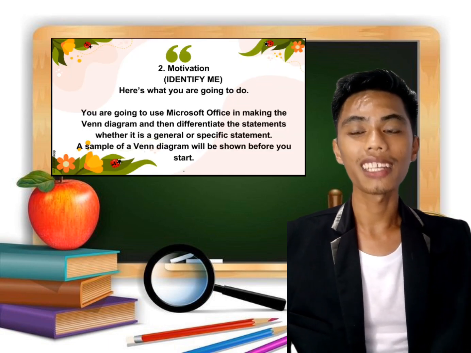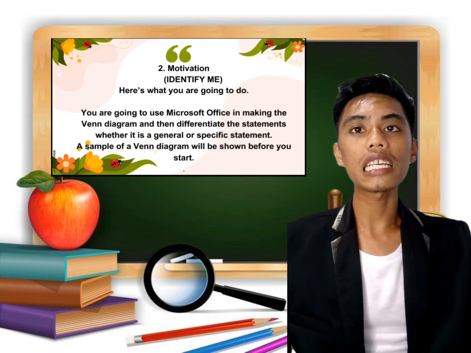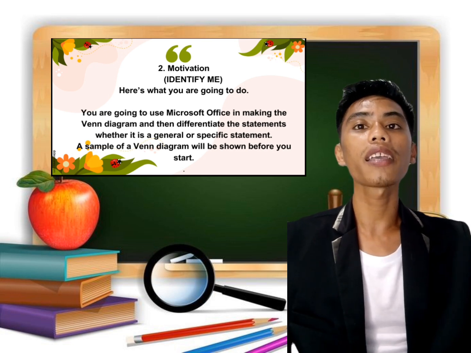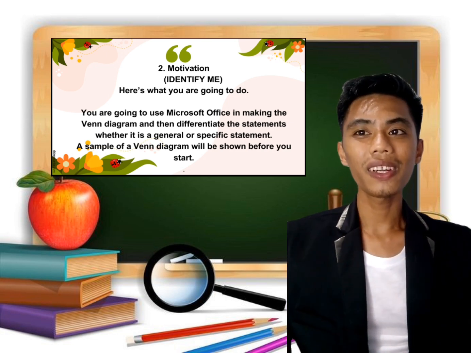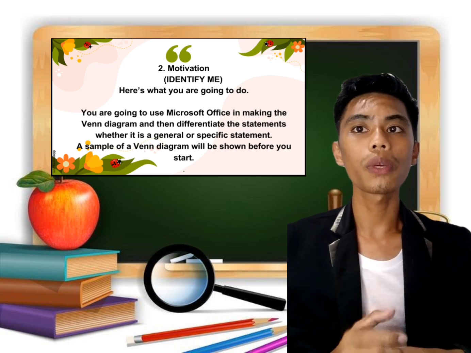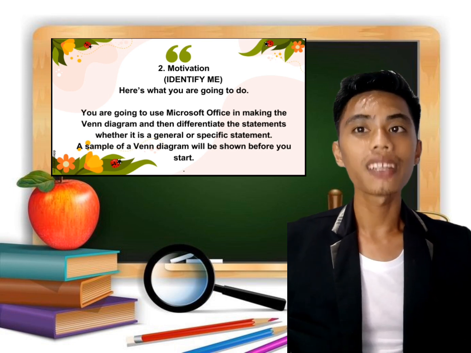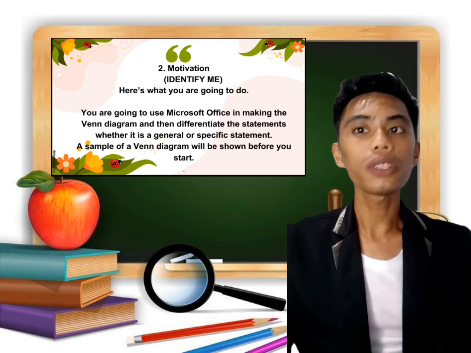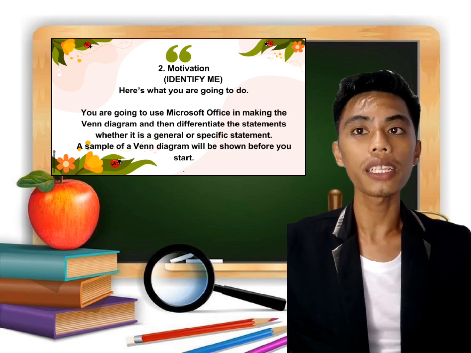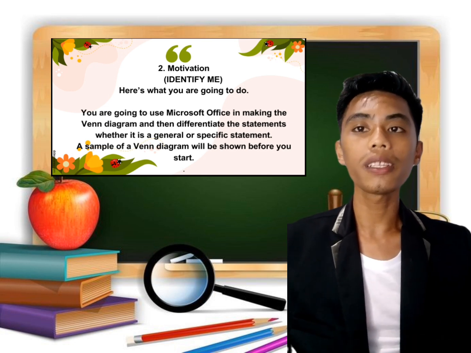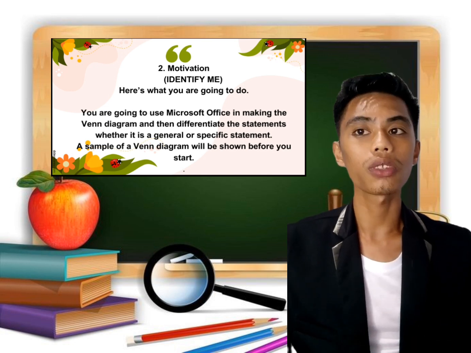Now we are here in the motivation. In our motivation there is a set of activity called Identify Me. Here, what you are going to do is use Microsoft Office in making the Venn diagram, and then differentiate the statements given based on their meanings and structure. A sample of the Venn diagram will be shown before you start. Am I understood, class?